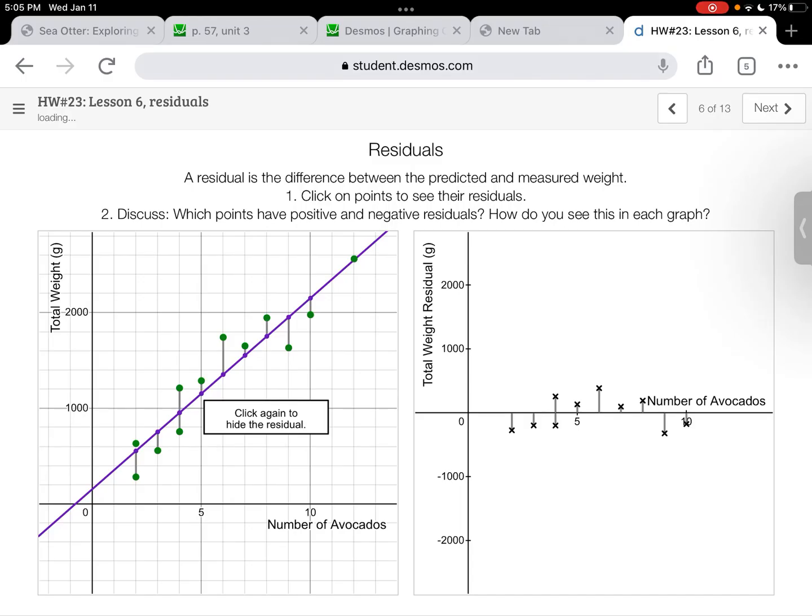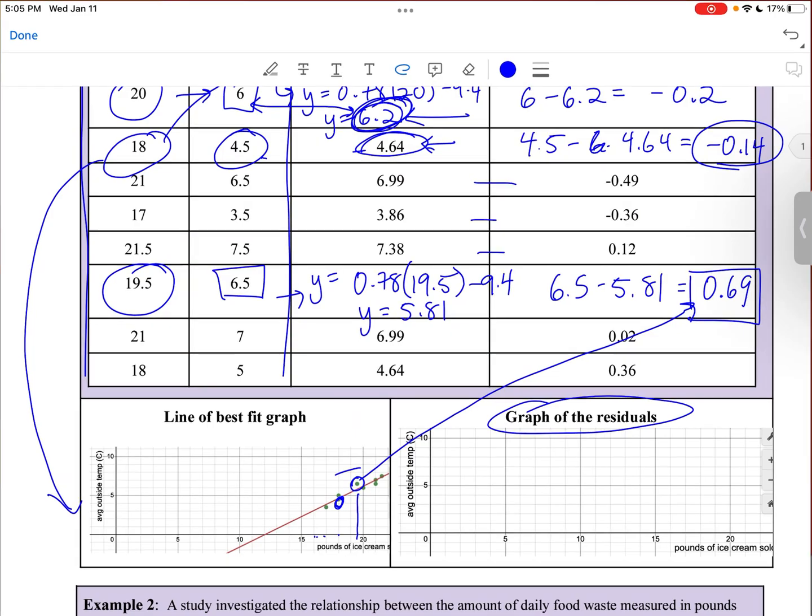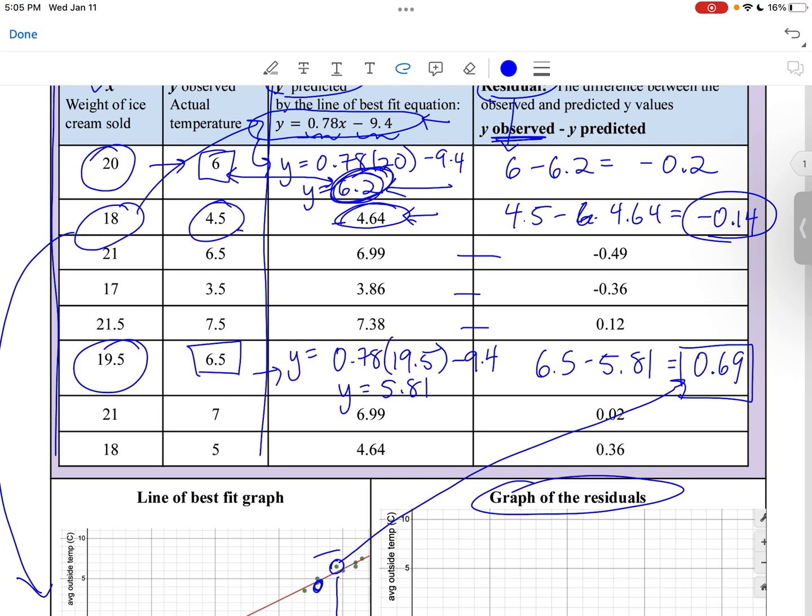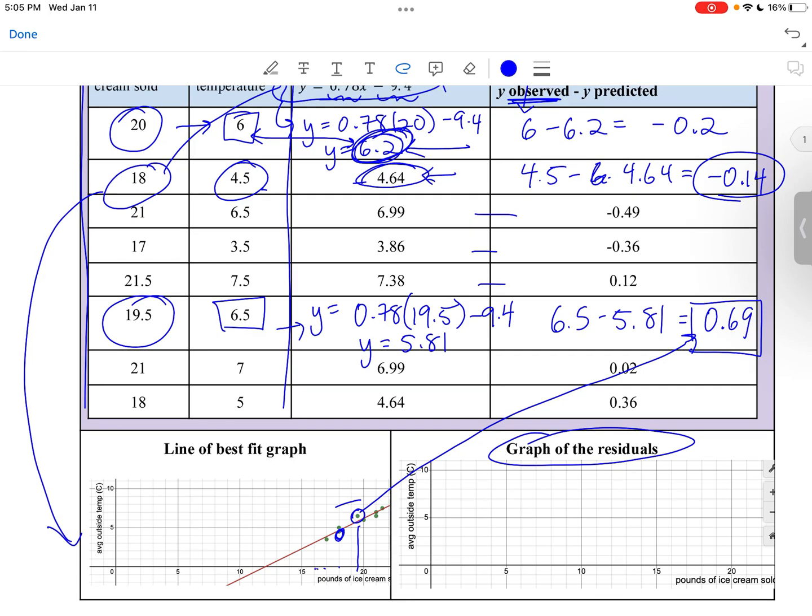The second graph here on the right is the graph of these residuals, the difference between what was predicted and what was observed. So here we're going to graph these residuals. We're going to take these points. When X was 20, the pounds of ice cream was 20. The residual, the difference between the observed and the predicted temperature, was negative 0.2. So I'm going to put a little point down here, just a little bit below 0. When X was 18, it was negative 0.14, so a little closer to 0.